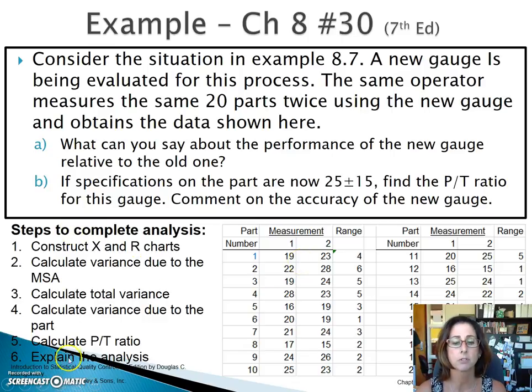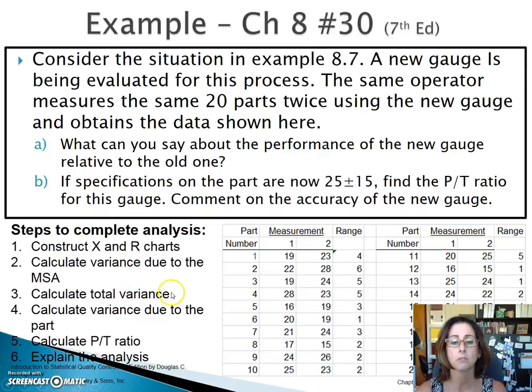So here's a little procedure that we would always want to follow. We would construct the X bar and R charts when we have a single operator. This is the way we would do it. We construct the X bar and R bar charts. We calculate the variance due to the measurement system analysis, and that's what we did in the very first example.